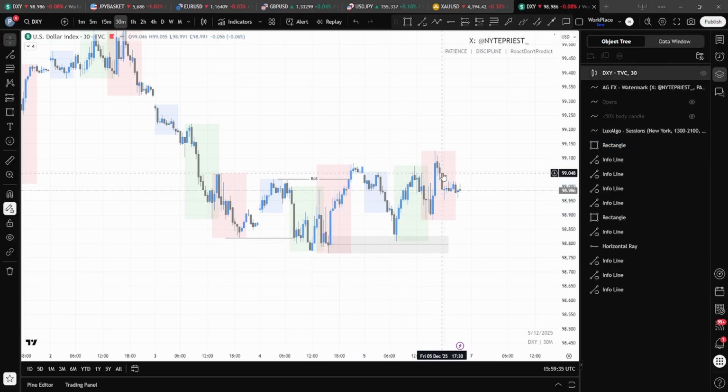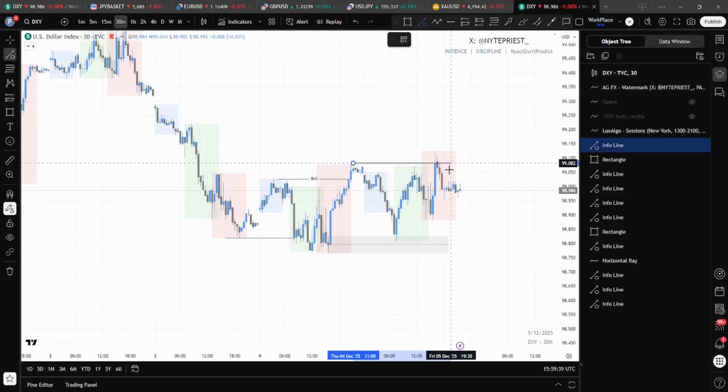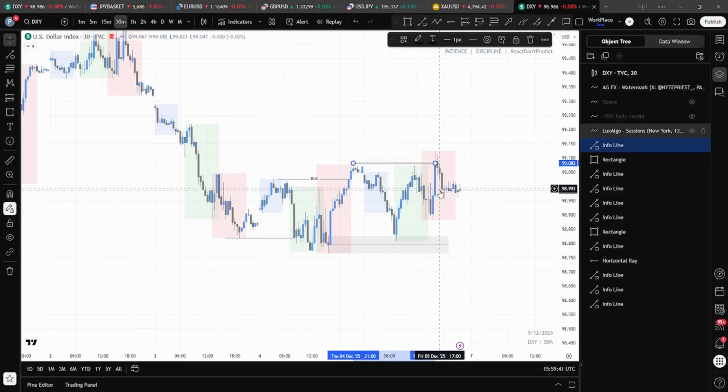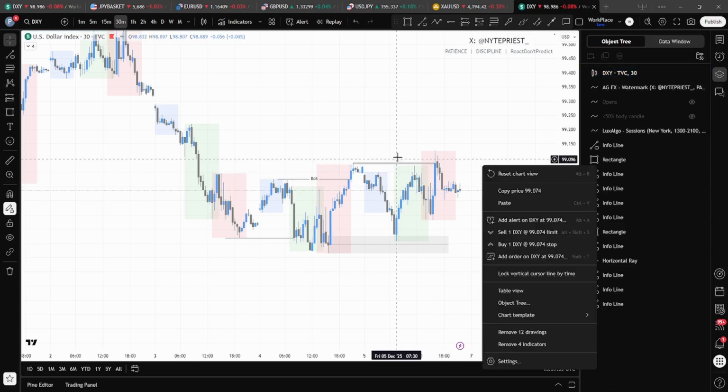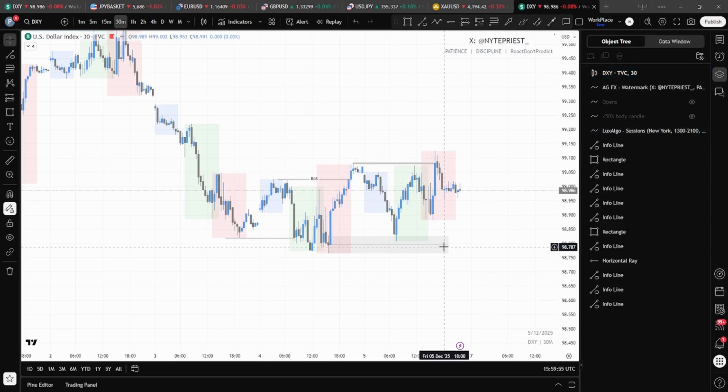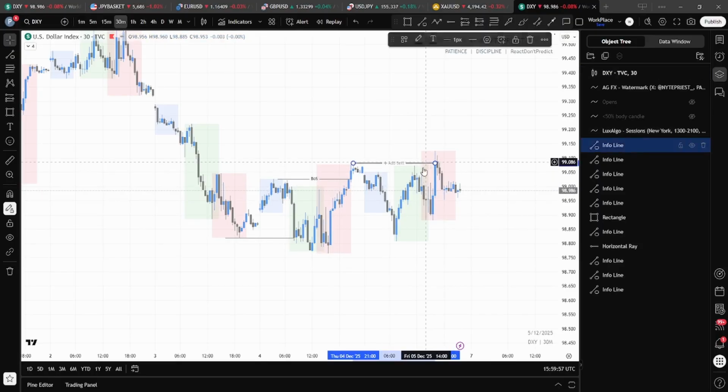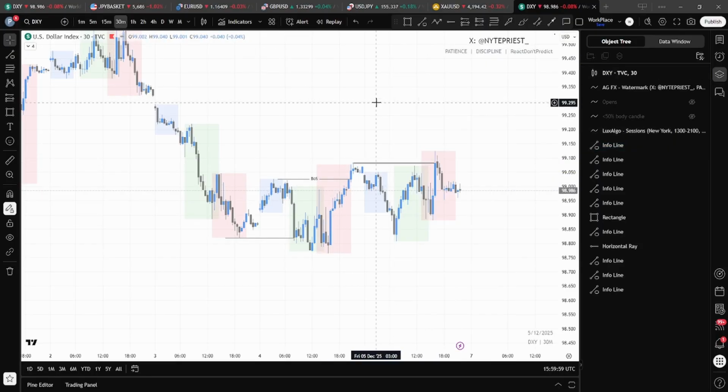So we don't have any clear structure here because this was the high. The high was 99.082, and then the closure for this one was 99.083. Okay, so we had a closure here. So this is a break of structure to the upside.